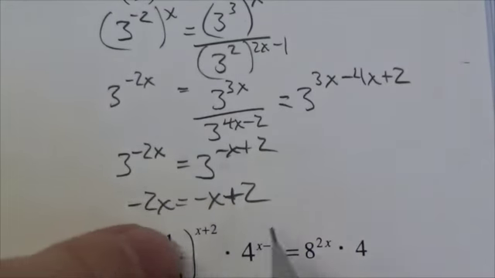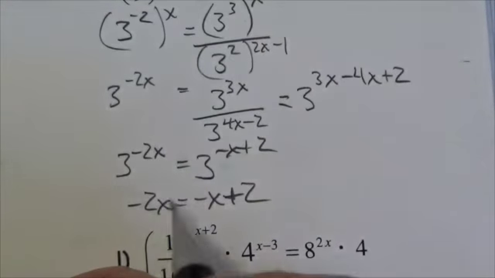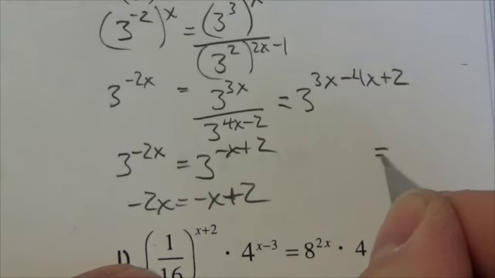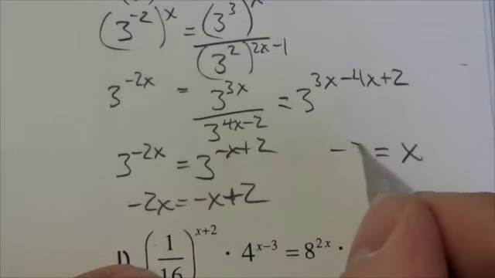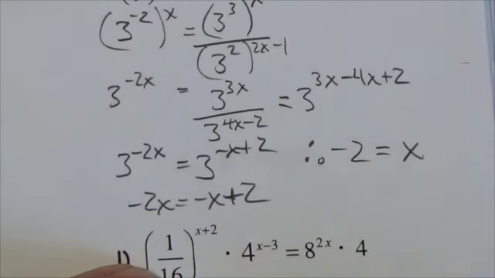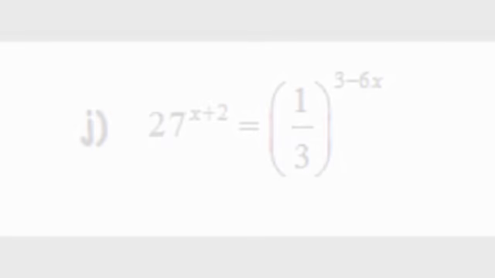Now, I'm going to move things around so that I want my x to be positive. So I'm going to add the 2x to both sides. That's going to make that x on the right-hand side. I'm going to bring the 2 over, so x equals negative 2. All right, and there's the solution.